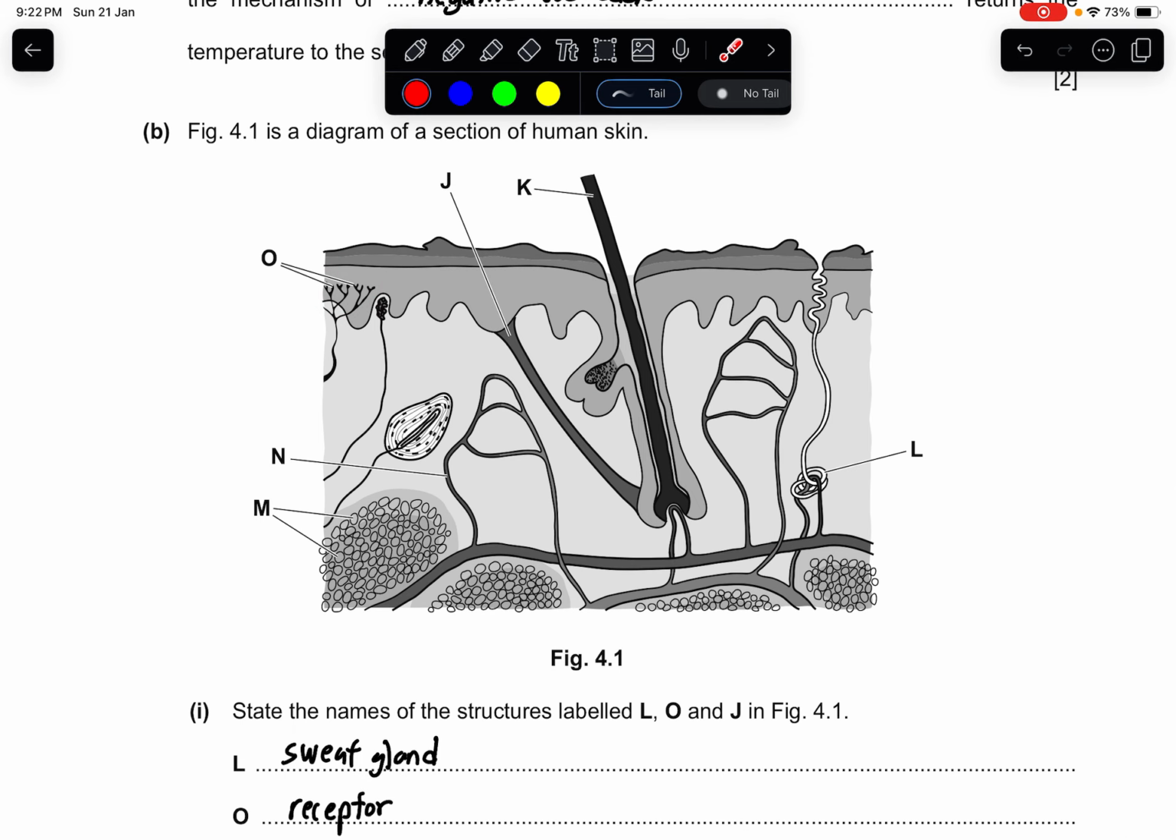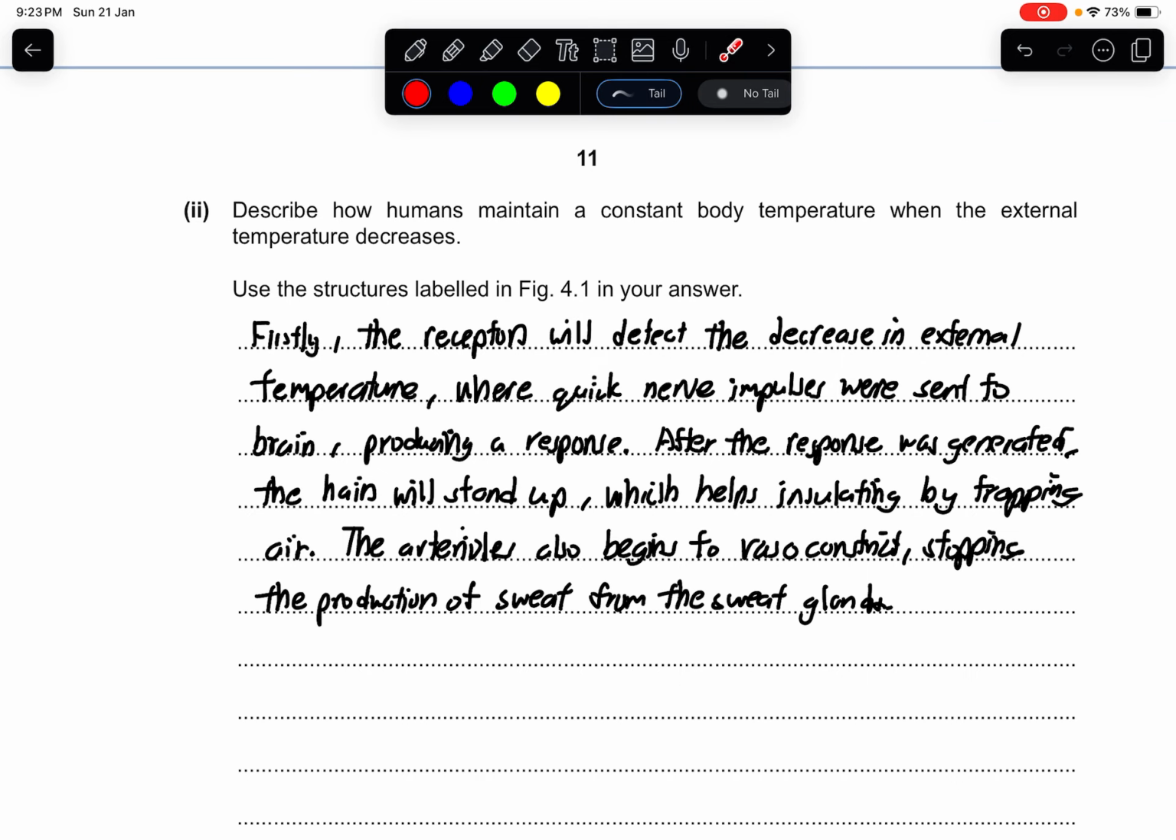Alright, part 2, describe how humans maintain a constant body temperature when the external temperature decreases. Don't mention negative feedback, but they want you to tell them the steps to maintain the temperature, and how it is detected. Firstly, the receptors will detect the decrease in the external temperature, where nerve impulses will be sent to the brain quickly, producing a response. When a response is generated, the hair on the skin will stand up, which is caused by the hair erector muscle, which helps to insulate by trapping air.